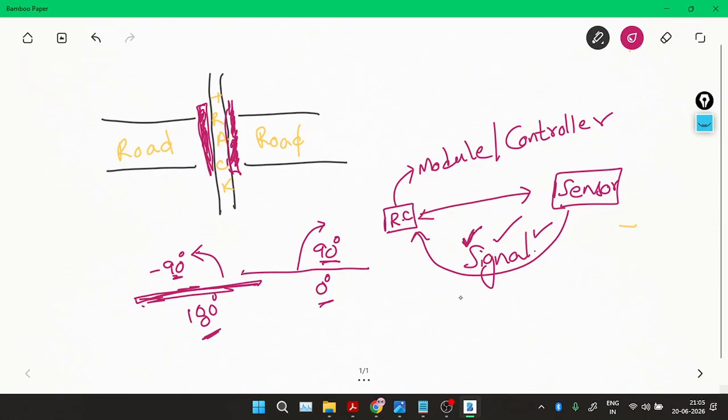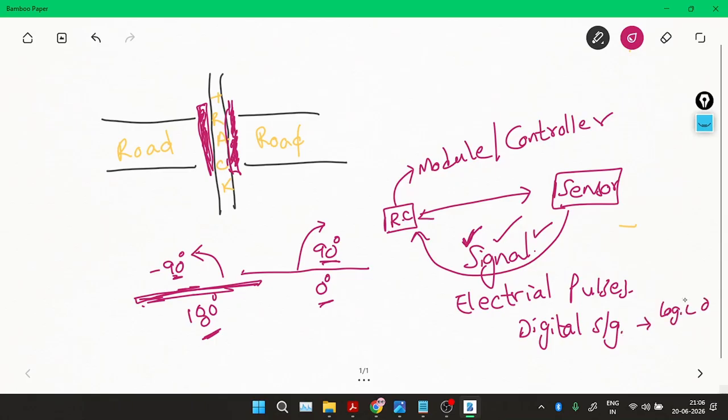Now the signal, that's not our problem, so it could be any signal, sound signal or anything else, but we are using electrical pulses. Here we are using electrical pulses. Mostly it's a digital signal. Okay, so if it is a digital signal, definitely we have logic 0 and logic 1.